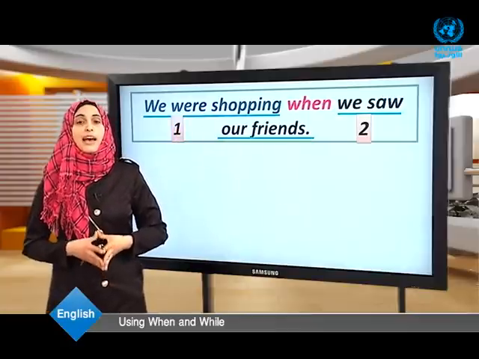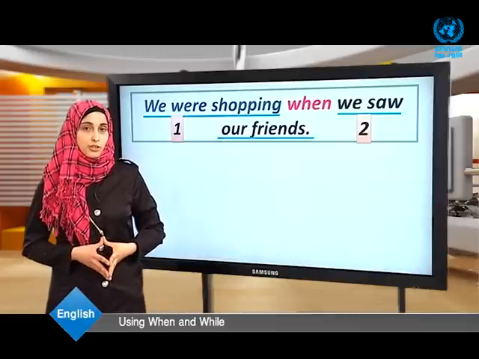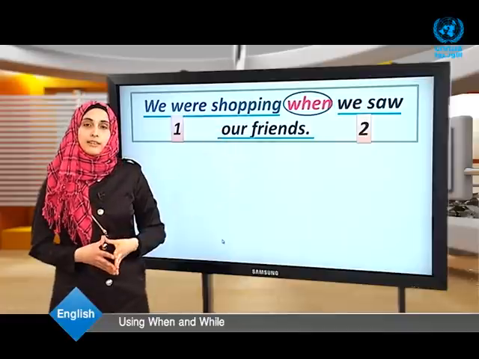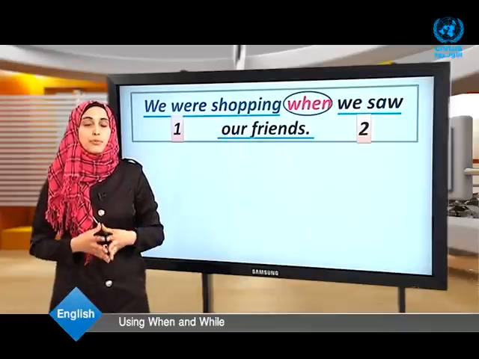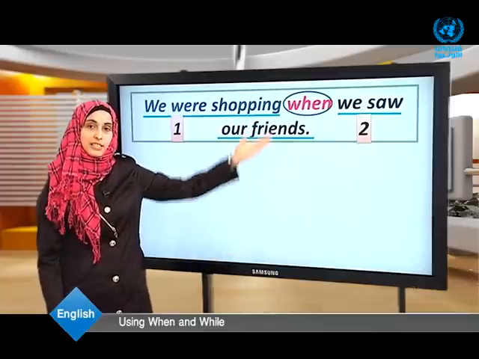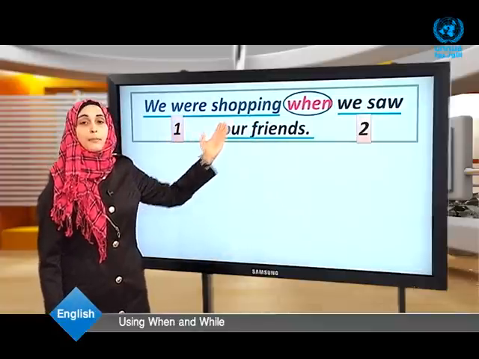Now, the two actions are joined with what? What did we use to join the two actions? Excellent. We used when. Now look at when. Where is the position of when in the sentence? Excellent. It's in the middle of the sentence. So we have two actions joined by when.